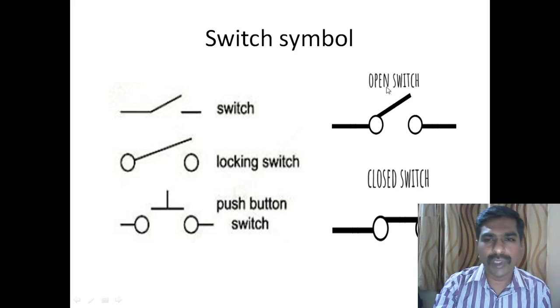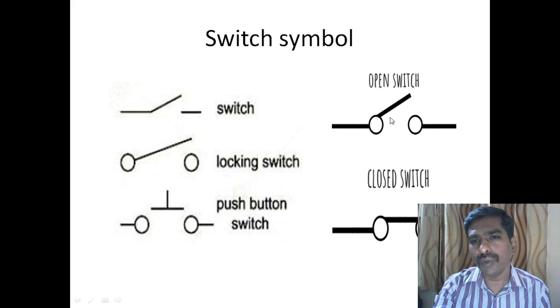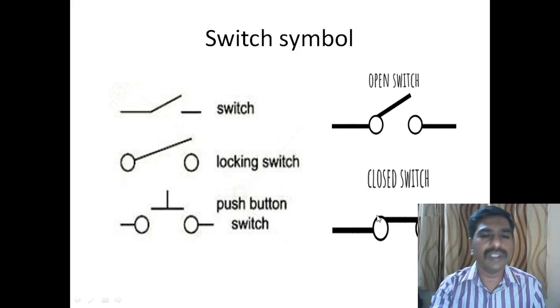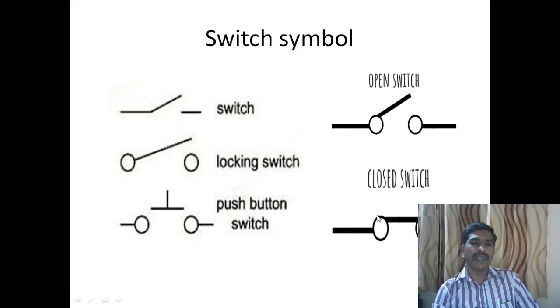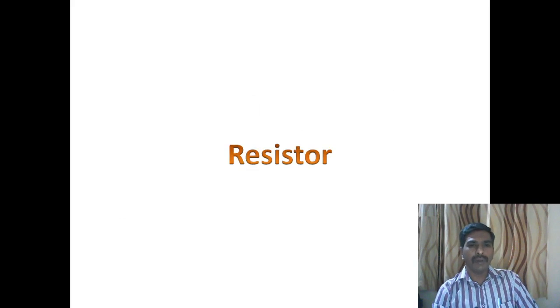A switch has two kinds: one is an open switch, another is a closed switch. When the line is open, meaning there is no connection, that is called an open switch. And if the two dots are connected with a single line, that is called a closed switch. These are all the symbols we use in our circuit diagram. This indicates the switch symbol.